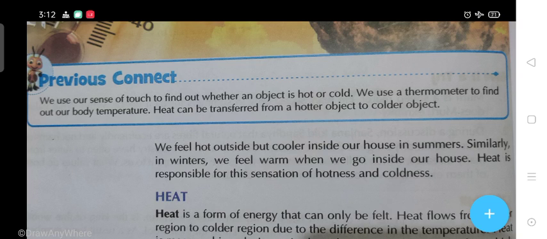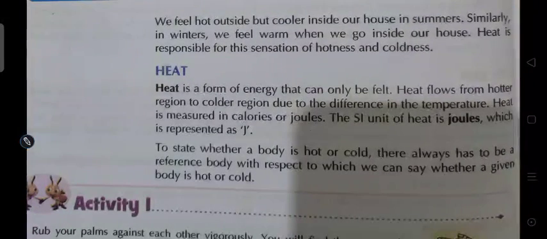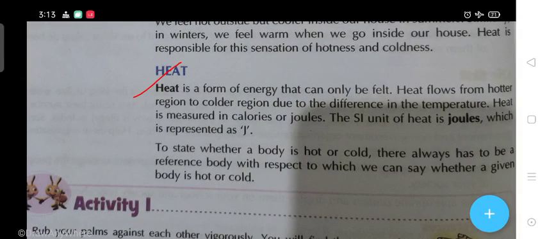And what happened in winter? Just opposite. Okay, outside you will feel cool, and inside when you come in the house, then you will feel comfortable, and we can say hot. So students, heat. What is heat? Heat is a form of energy that can only be felt. You can only feel, students, that heat. And heat flows from a hotter region to a colder region due to the differences in temperature. And heat is measured in calories or joules, and the SI unit of heat is joules, which is represented by J.